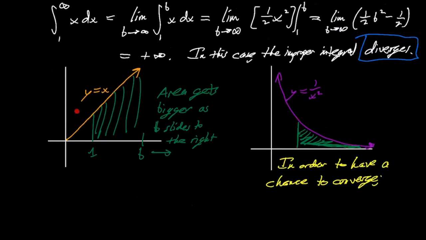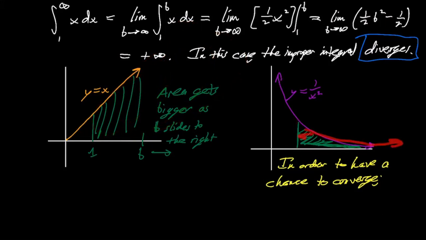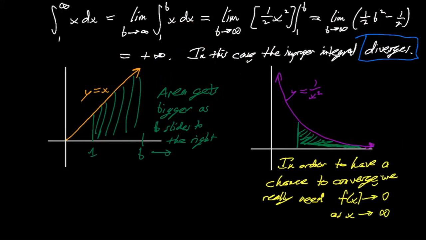Just look at the two differences. This one is getting bigger and bigger, the graph's going up, and so this area is getting bigger and bigger. Here, the graph is approaching the x-axis, and so it gives us a chance to somehow cut off a finite area. So in order to have a chance to converge, we really need the function to go to 0 as x goes to infinity.